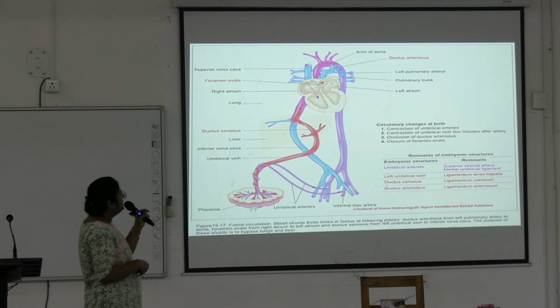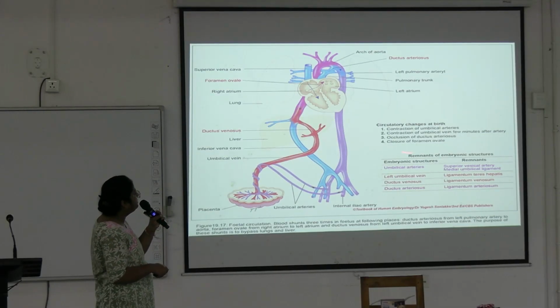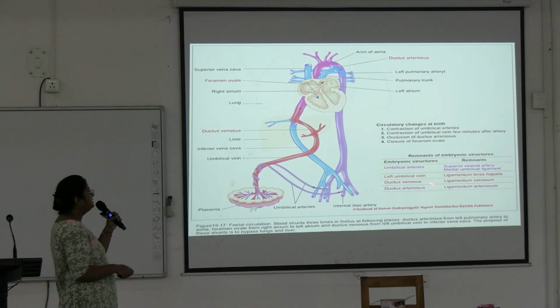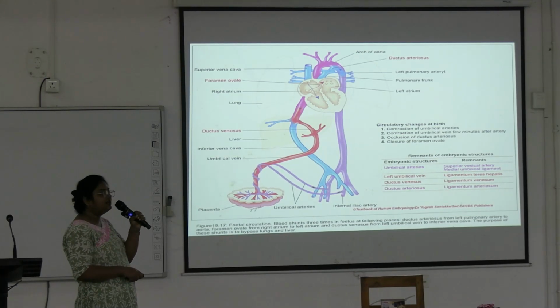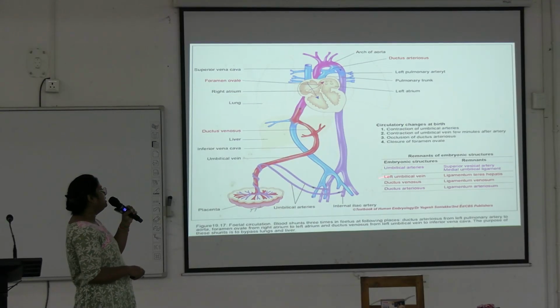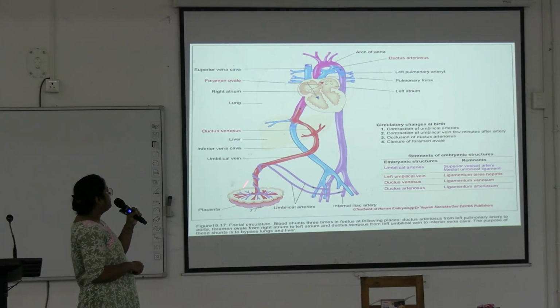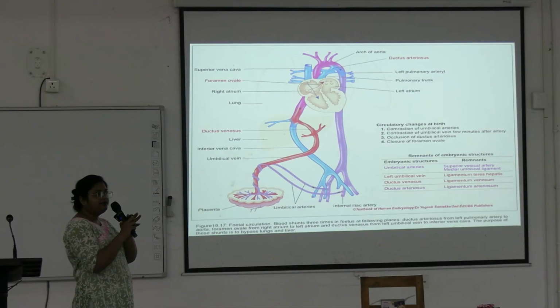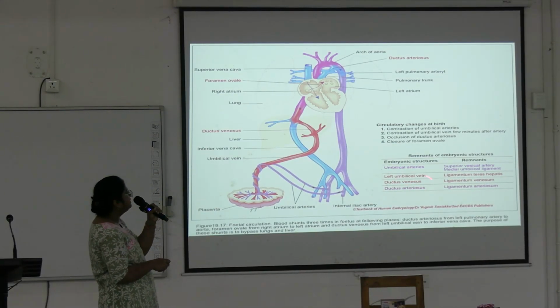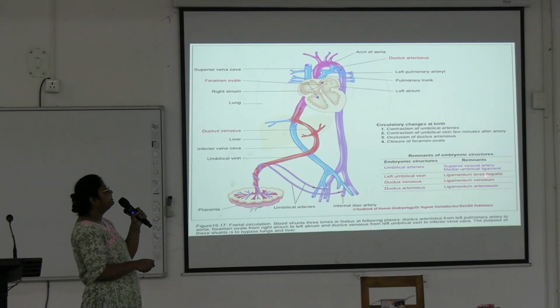And in adult life, these structures are obliterated. These umbilical arteries obliterate and form the superior vesical artery and medial umbilical ligaments. Of the umbilical veins, only the left umbilical vein is present; the right vein disappears. The left umbilical vein forms the ligamentum teres hepatis.